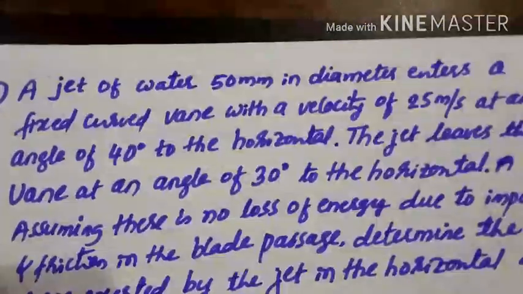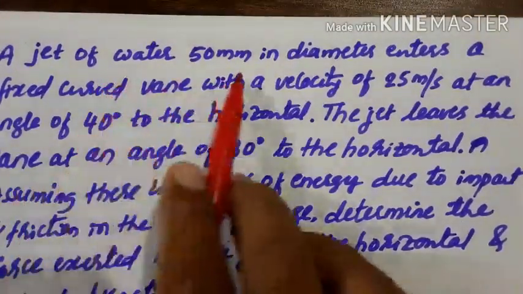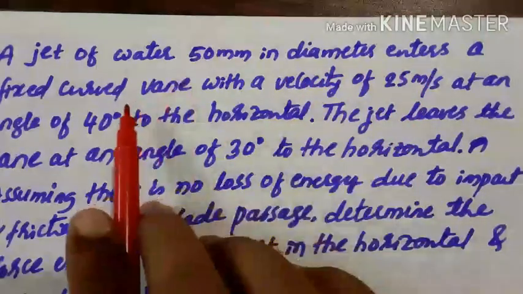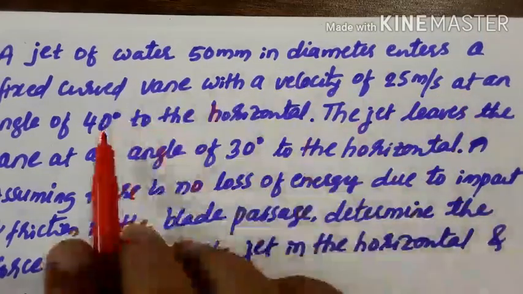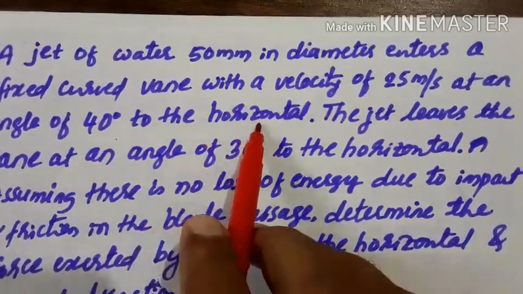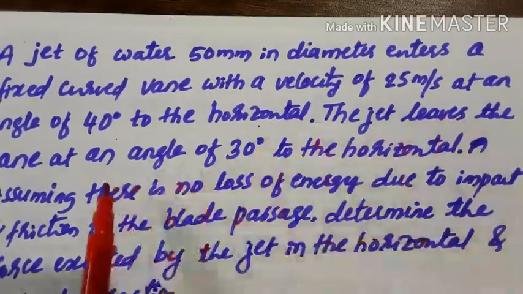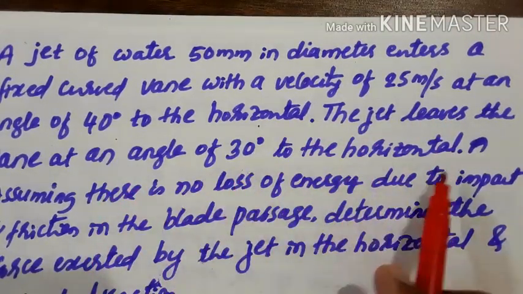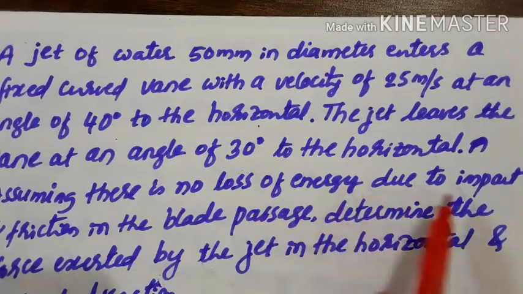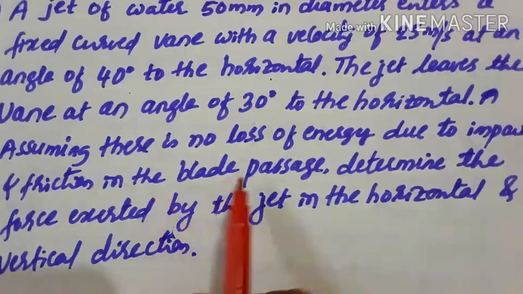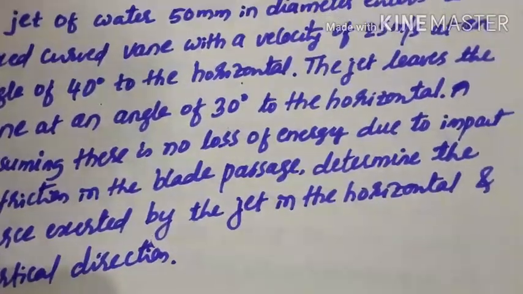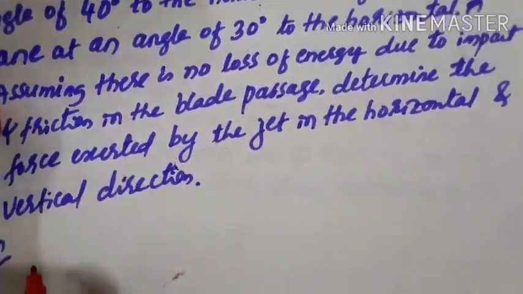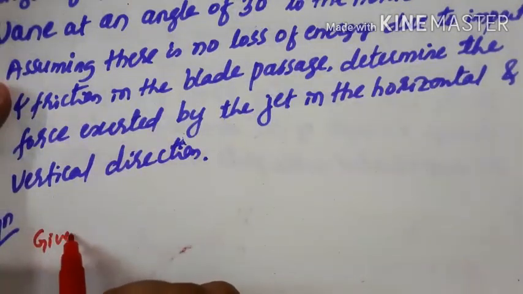In this example, a jet of water 50 millimeter in diameter enters a fixed curved vane with a velocity of 25 meter per second at an angle of 40 degree to the horizontal. The jet leaves the vane at an angle of 30 degree to the horizontal. Assuming there is no loss of energy due to impact and friction in the blade passage, determine the force exerted by the jet in the horizontal and vertical direction. So let us first write down the given data.